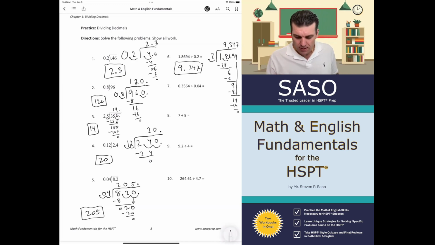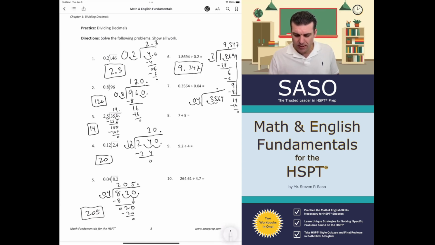Okay, here's another one, number 7. All right, let's do it right here. 0.3564 divided by 0.04. Okay, now this time we have to move over the decimal 2 places. There we go, 1, 2. Decimals before the 3 there, we move it to the right, same number of places, 1, 2. So it's going to be between the 5 and the 6 there. Between the 5 and the 6.